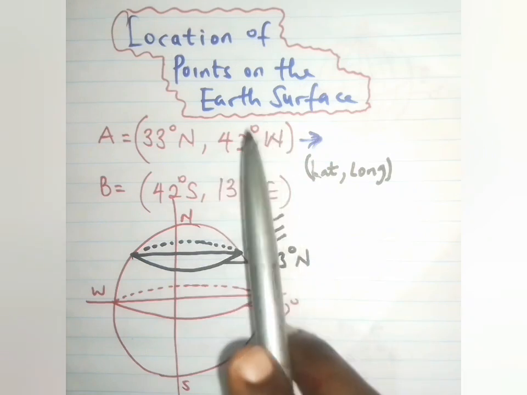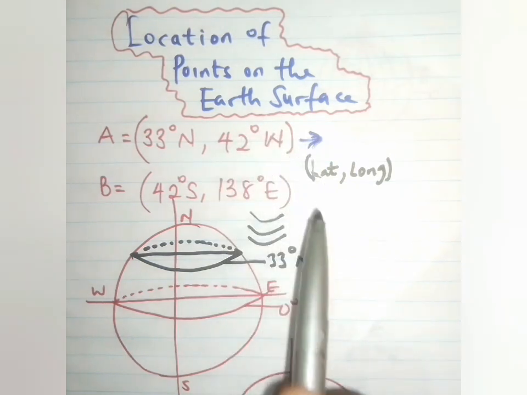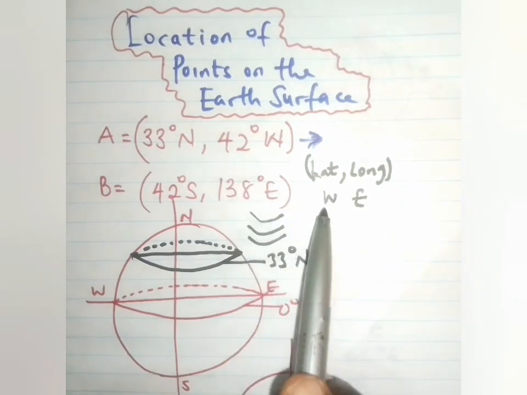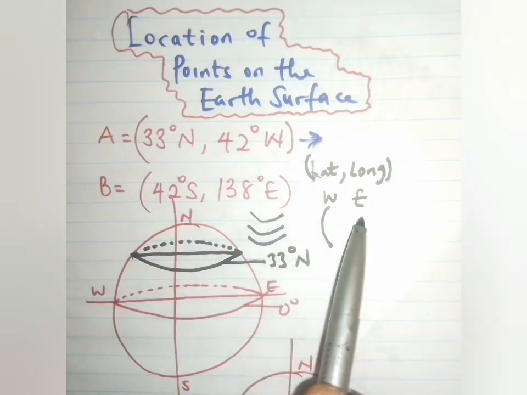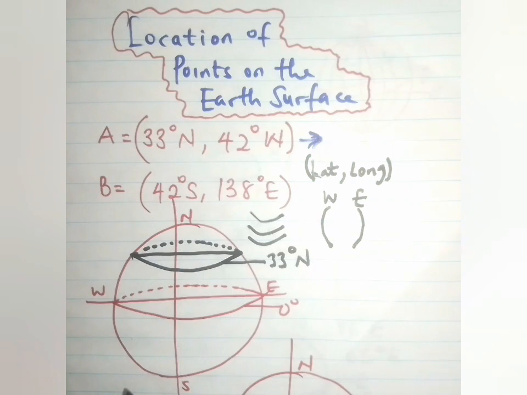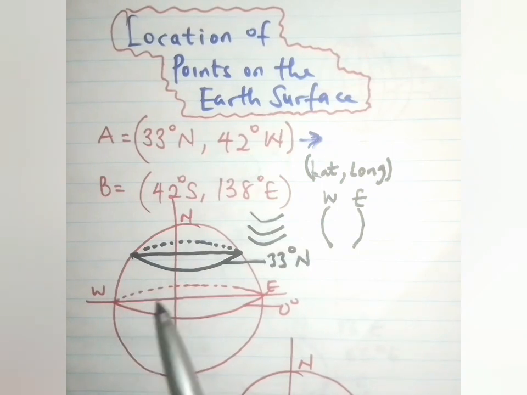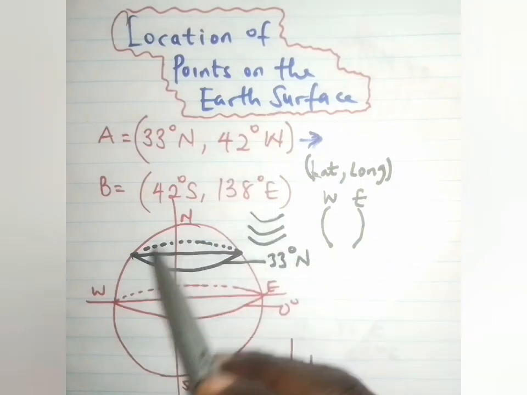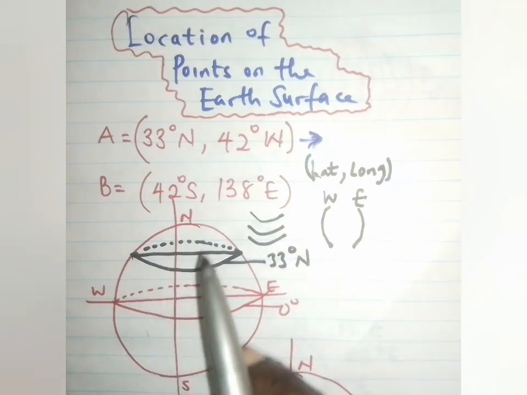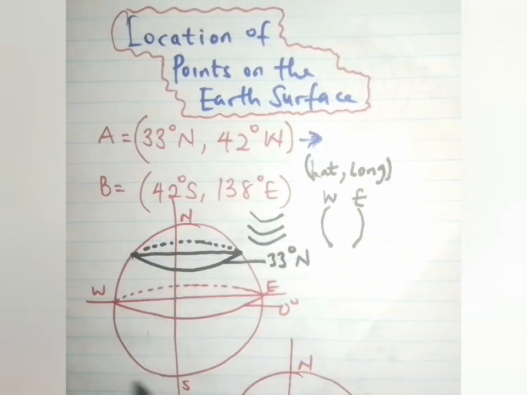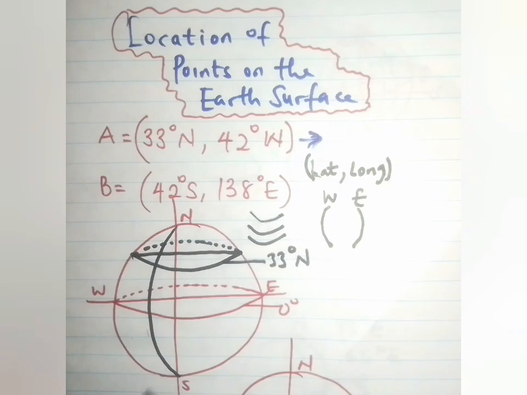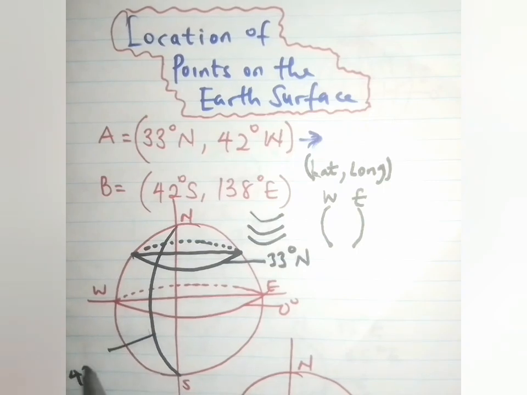The next part is to do the longitude, which is 42 degrees west. Don't forget that if your longitude is west or east: if it's on the western side, it will bend like this; if it's on the eastern side, it will look like this. So 42 degrees west is on the western side, so it's going to come like this from the north to the south, because longitudes move from north to south. Once you get that, label it. This is 42 degrees, then you put your west there.